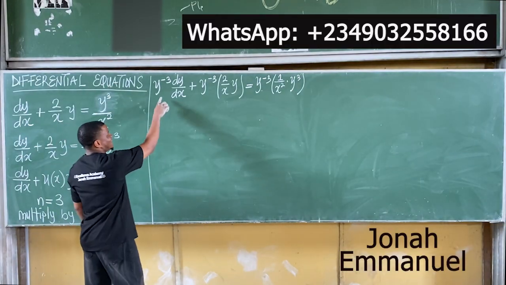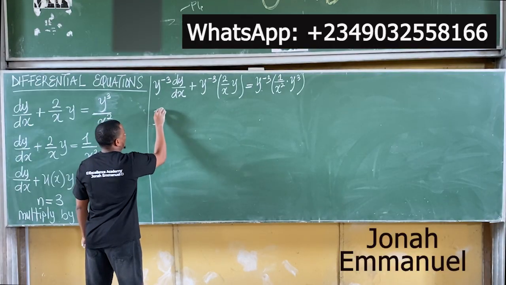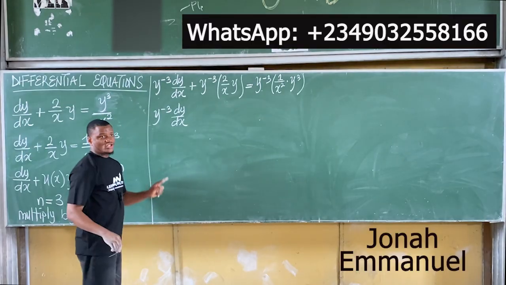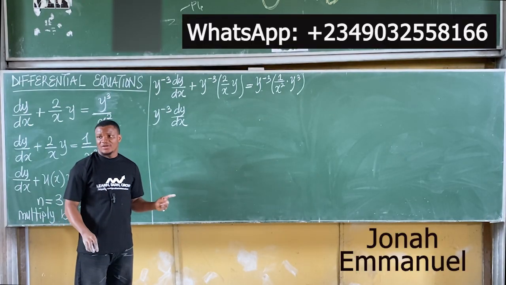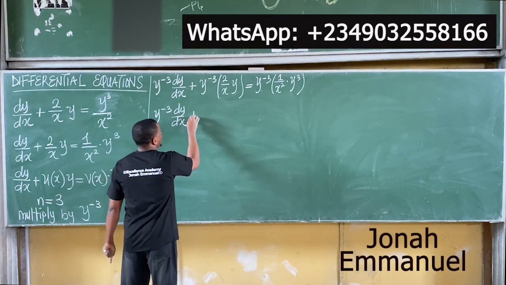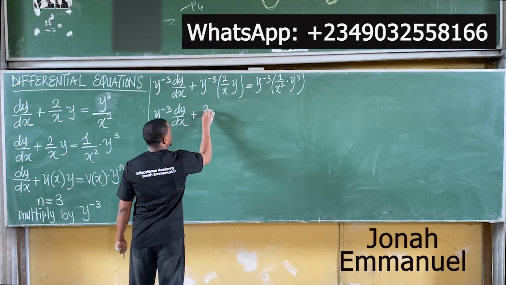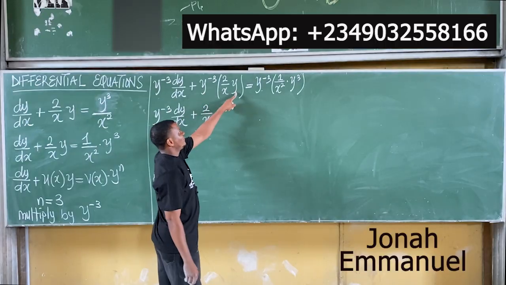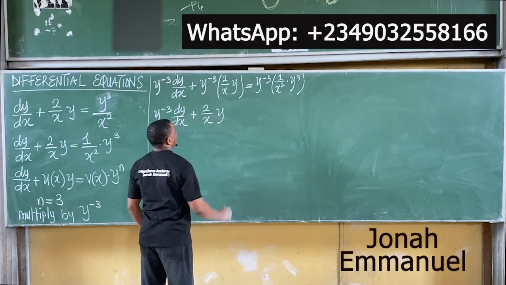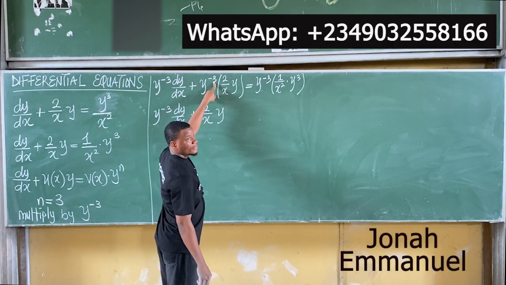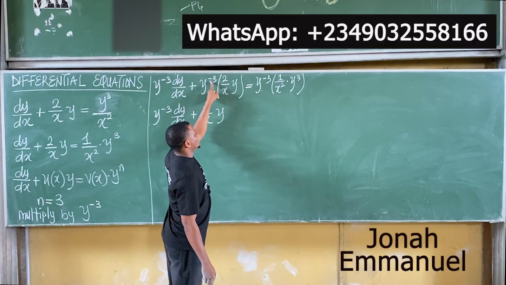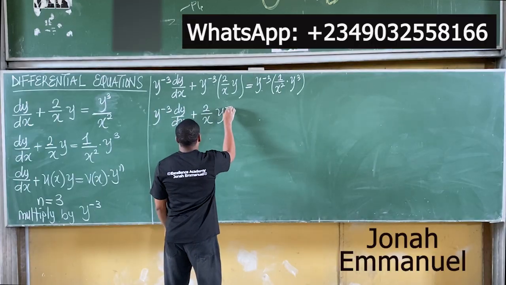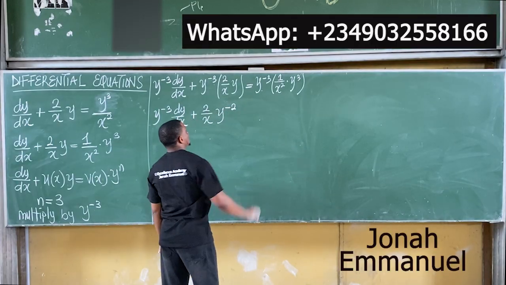So what do I have here? This one here becomes y to power minus 3 dy dx. Please make sure you're watching. Just watch. I'll give you time to write. This plus, what do I have here? This becomes 2 all over x. This and this, what do I have there? I have y to power, this is minus 3 plus 1. Minus 3 plus 1 gives you what there? Minus 2. I have this.